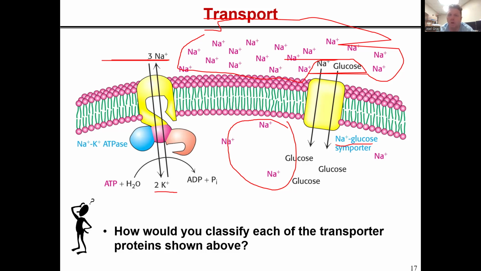So I want you to know about secondary active transport. I want you to understand secondary active transport. The way that these proteins work in concert with one another is essential for understanding secondary active transport.